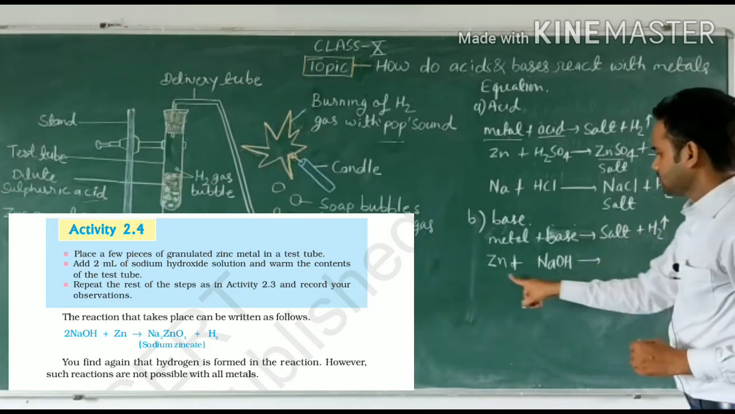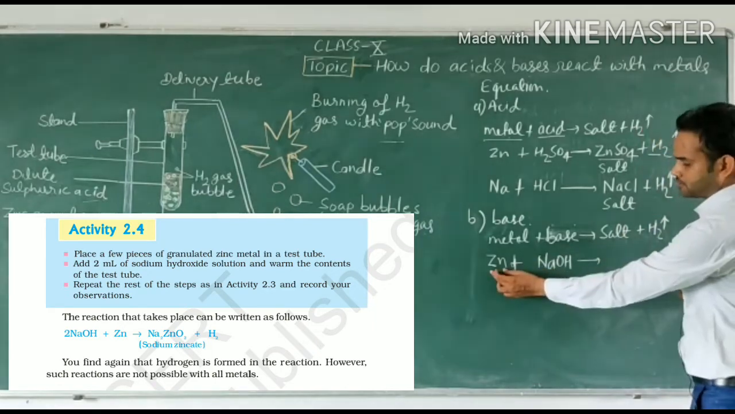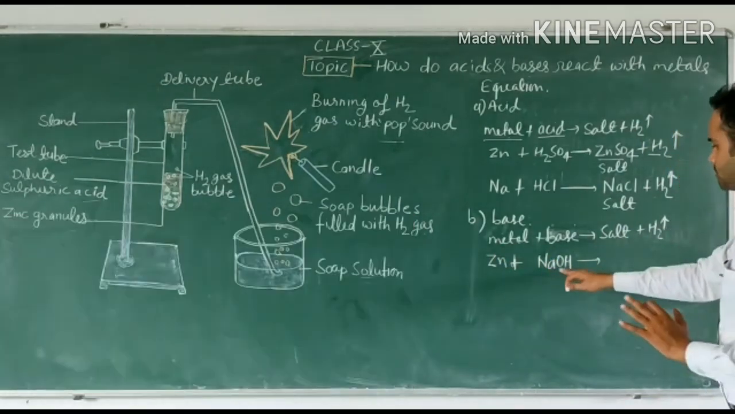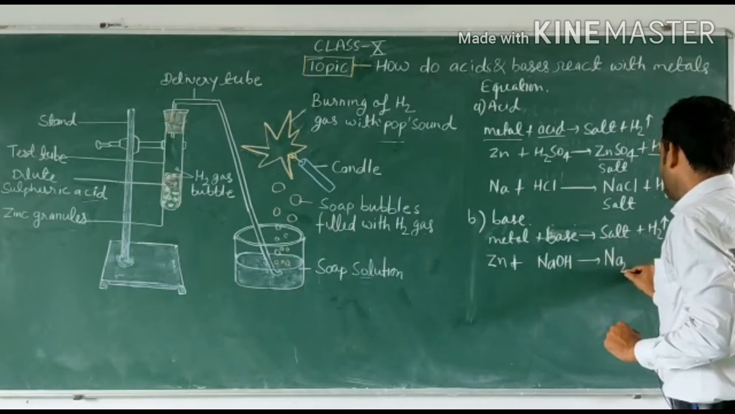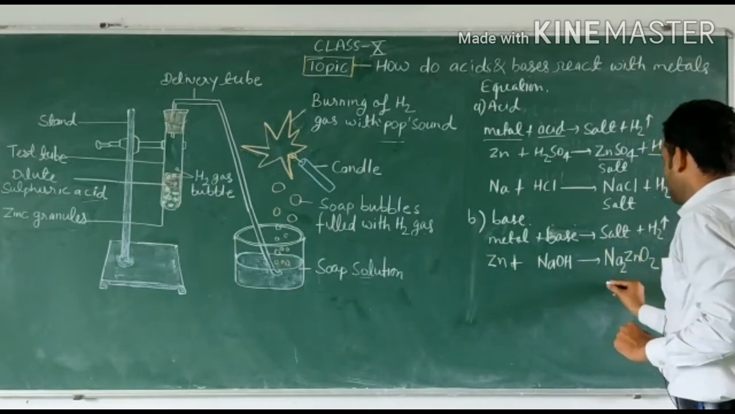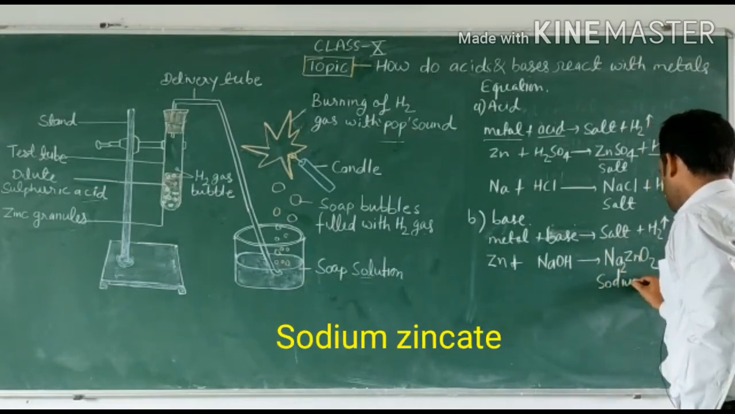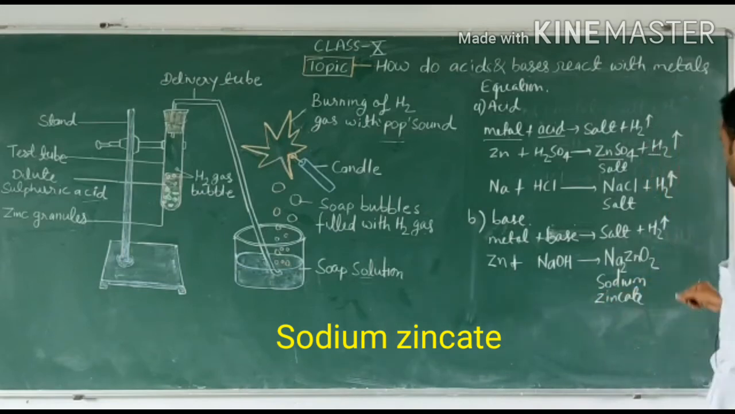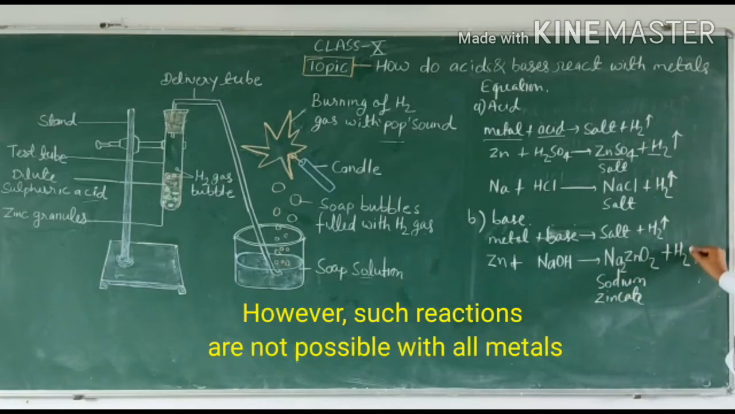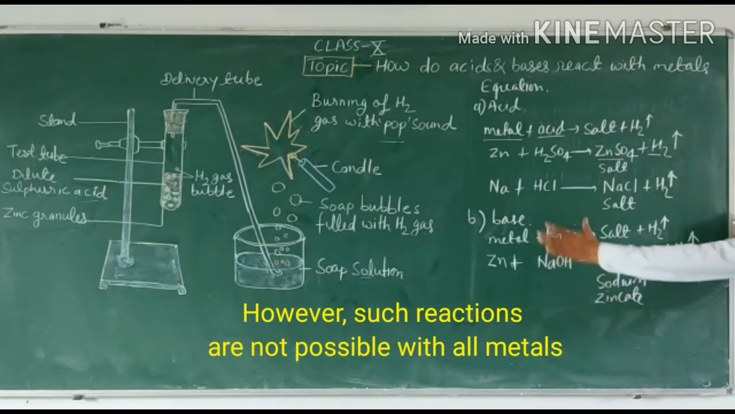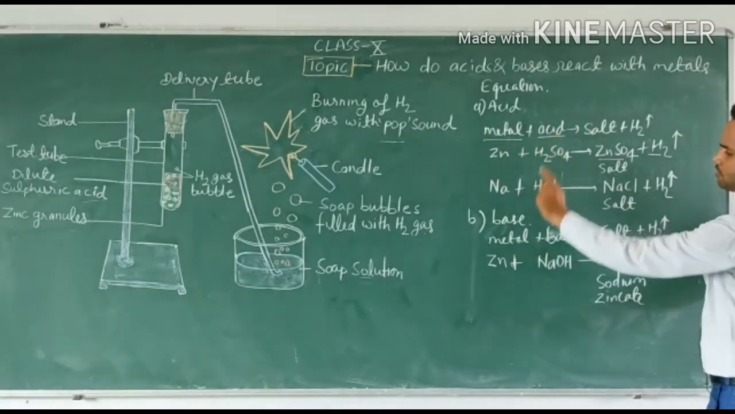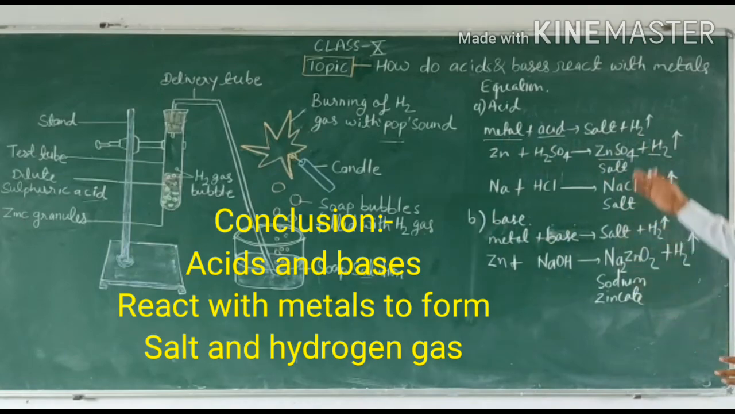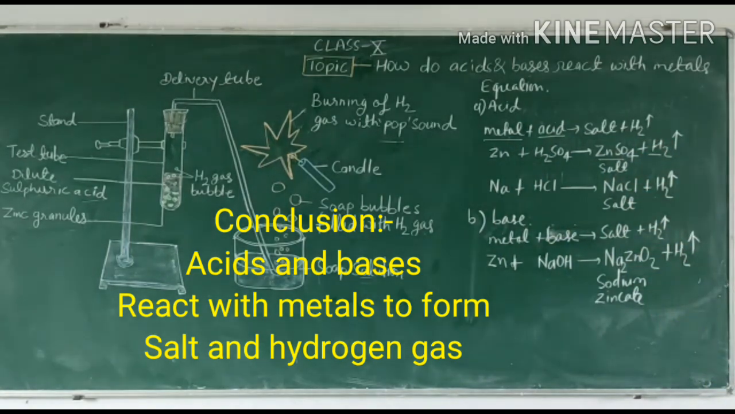Now you can see, because sodium is more reactive than zinc, zinc cannot displace sodium from this compound. So the product will be Na2ZnO2. It is sodium zincate, plus H2. So now you can see in both cases, when metal reacts with acid or base, the products are salt and hydrogen gas evolved during this reaction. So I hope it's clear. Thank you.